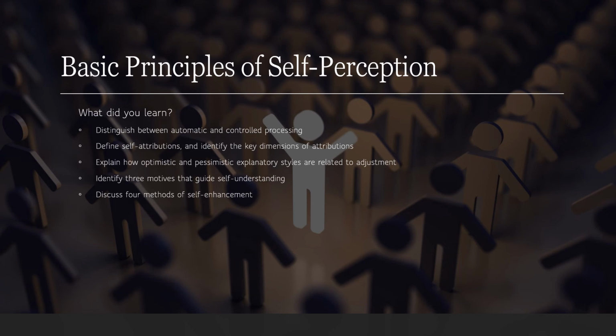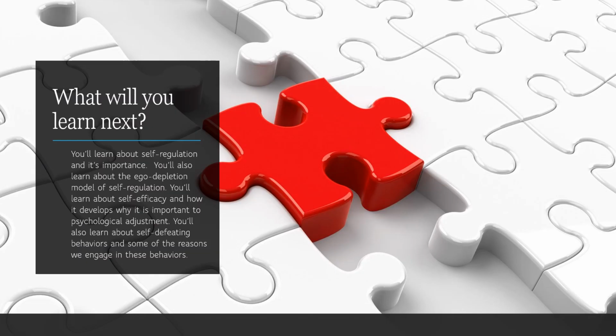You also learned about self-attributions and the key dimensions of attributions. And then you learned too about optimism and pessimism and the optimistic and pessimistic explanatory style specifically, and how that's related to adjustment. And you also learned about the different motives that guide our self-understanding and the methods that we use for self-enhancement.